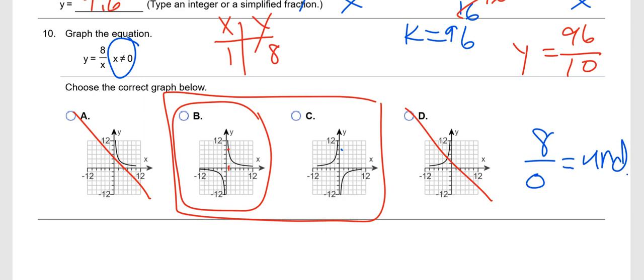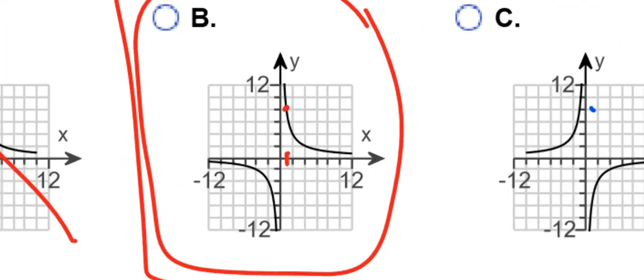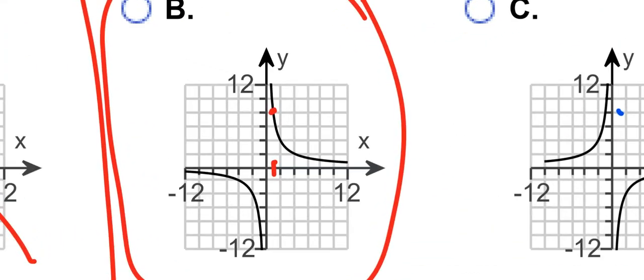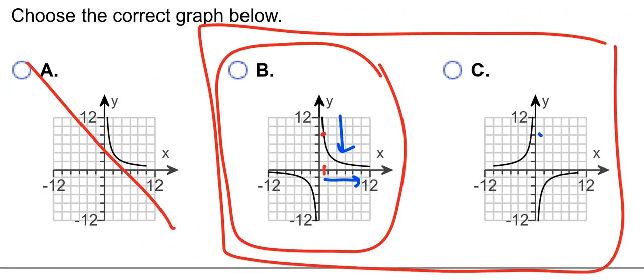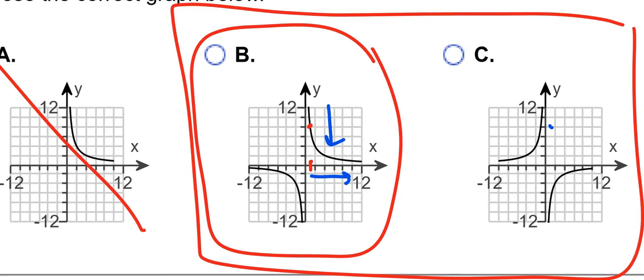This is definitely inverse, folks. This is not direct because if it were direct, remember, as x gets bigger, y is getting smaller. Direct would be as x gets bigger, y gets bigger. That's another thing. The direct one goes through the origin. This one does not. So this is inverse. Definitely inverse.